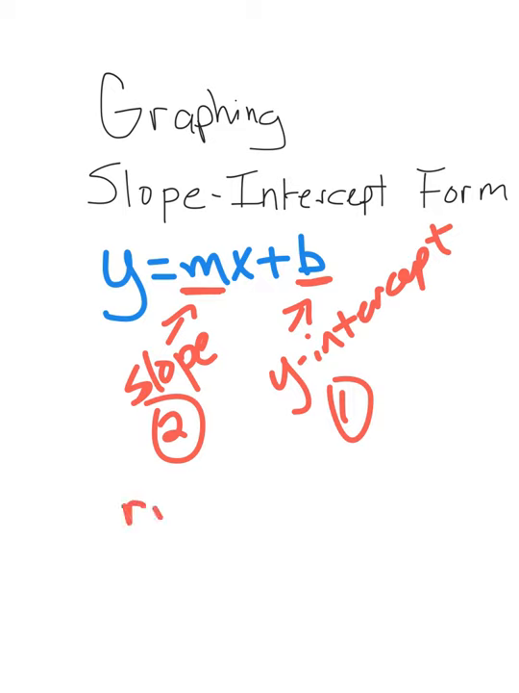Whenever we look at the slope, we're going to need to look at it as rise over run, because slope is telling us how steep this line is going to be. It tells us how far up or down we need to go and how far to the right. So that's the information that we're going to look at.